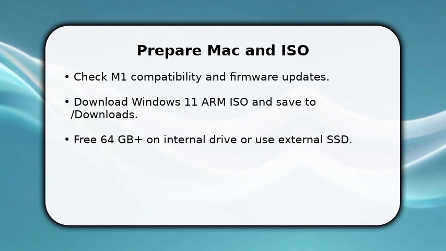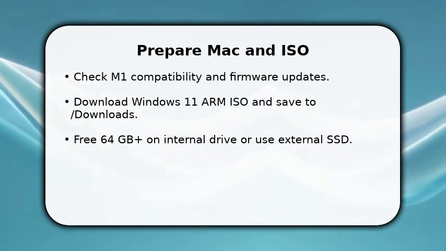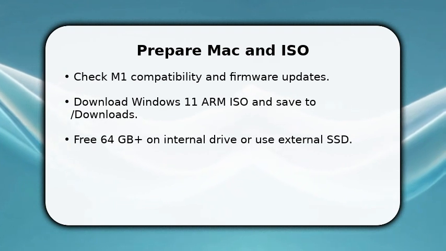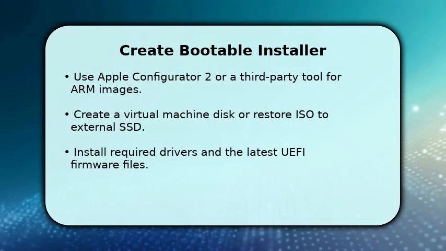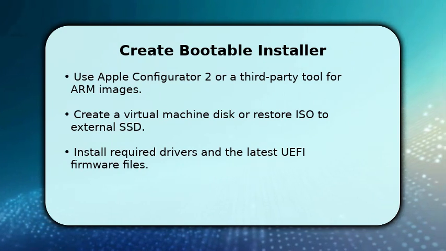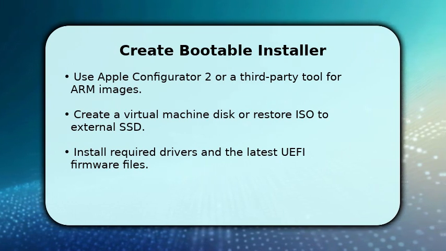Make sure you have at least 64 GB free on the drive you'll use, or attach a fast external SSD. These steps remove common roadblocks and let you begin creating a Bootcamp Assistant environment right away, so the next step installs the OS image. You'll now build the bootable installer, or VM, using Apple Configurator 2 or a trusted tool that supports ARM Windows images.